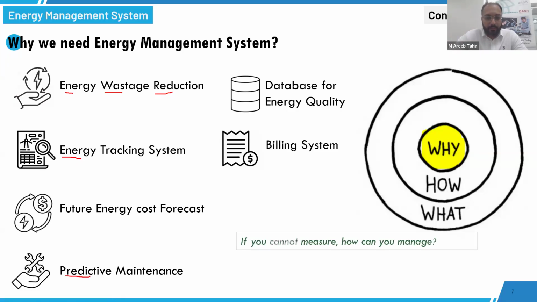You can do predictive maintenance. You will have a database for energy quality. So let's say there is a voltage fluctuation, or a voltage drop, for example, it can be monitored and it can be stored. If there is, for example, an overcurrent issue, it can be stored. So that means you have a database, and you can implement a billing system also.